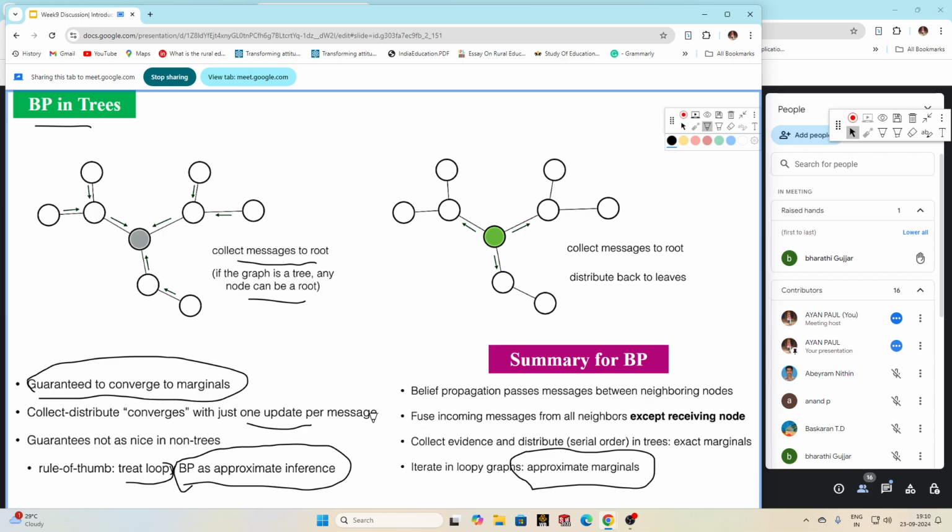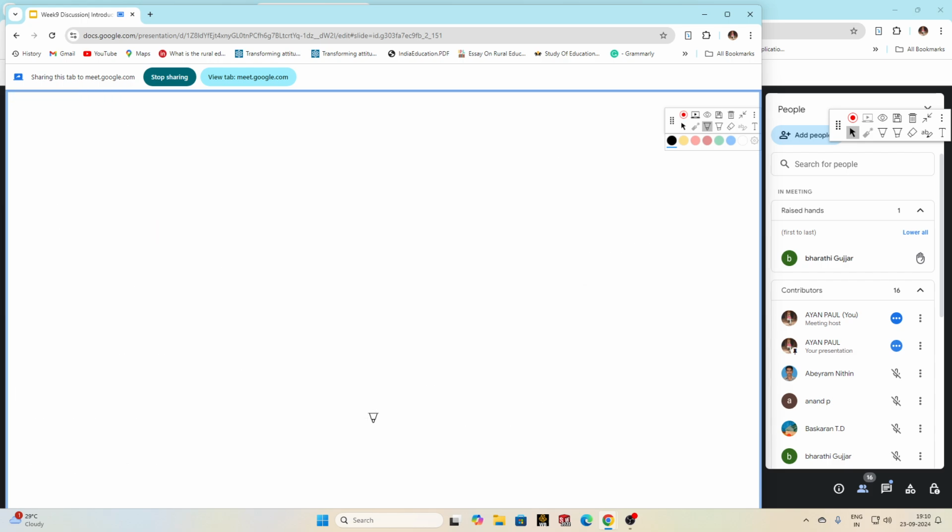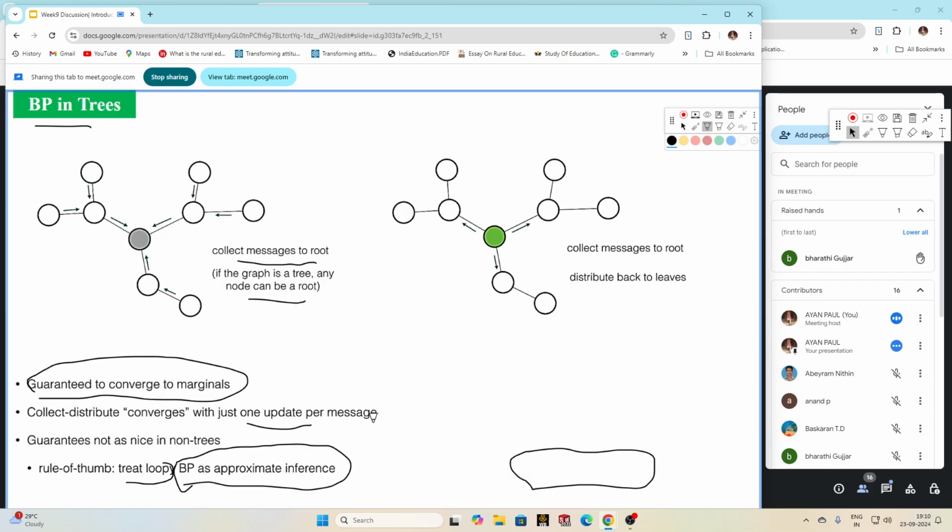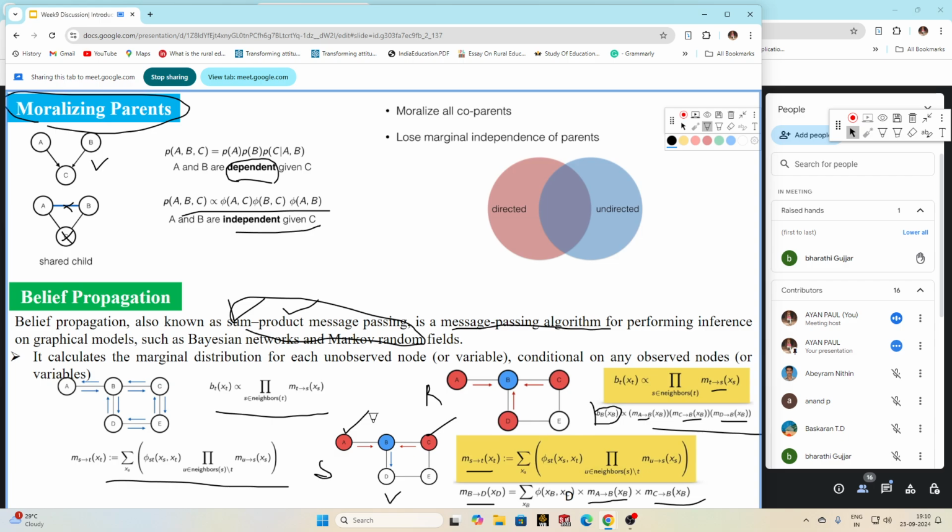Sir, in belief propagation, at a time we can send only one message? We can't do it in parallel? Yeah, parallel we cannot do, only serial. After receiving that message, only then the second node is going to send its message. Yes, only one message at a time. So this is belief propagation, and it is all theoretically covered.